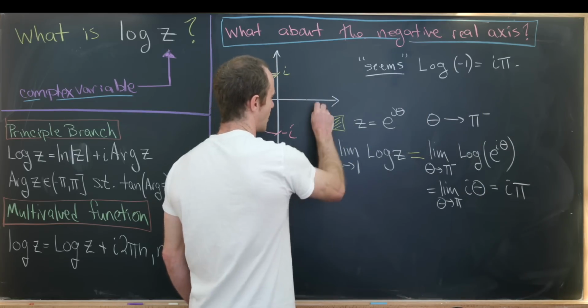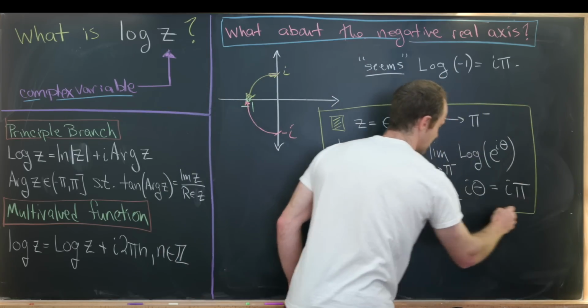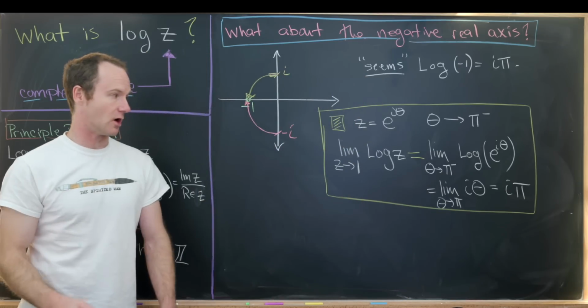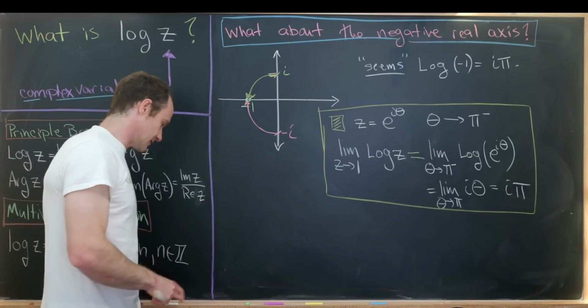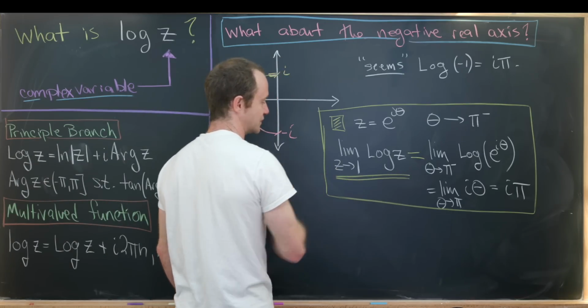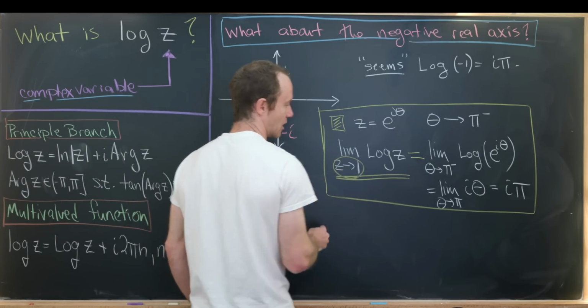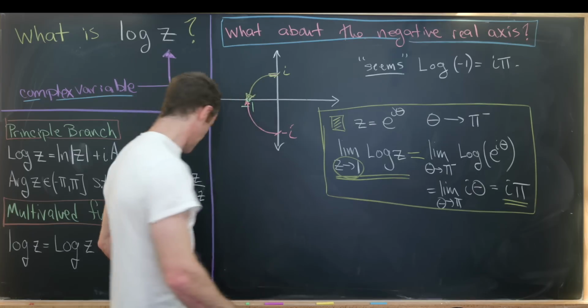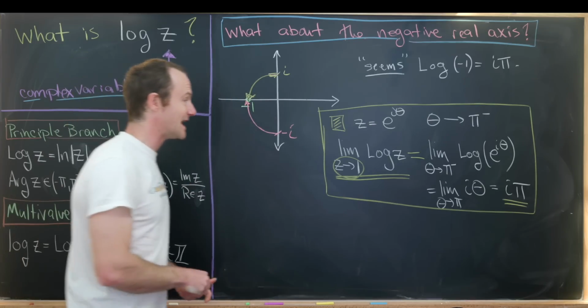So maybe let's put all of this in a big yellow box to show that we're doing this along the yellow arc. So we get the limit as z approaches 1 along this yellow arc of the log of z is equal to i pi. And now let's go along the pink arc.